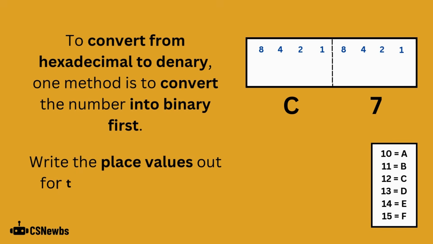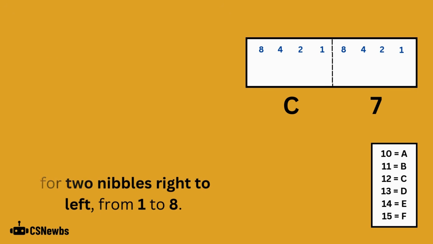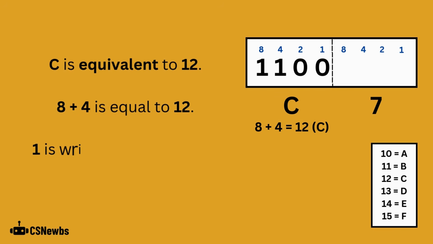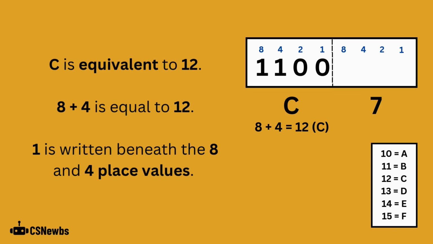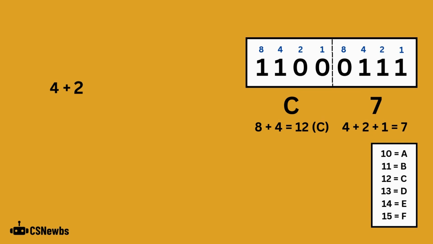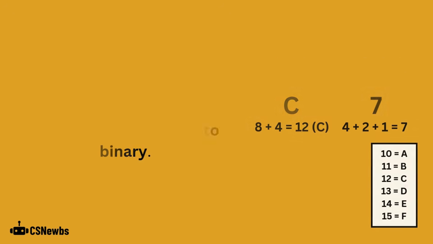Write the place values out for two nibbles, right to left, 1 to 8 and 1 to 8. C is equivalent in hexadecimal to 12. 8 plus 4 is equal to 12, so 1 is written beneath the 8 and the 4 place values, and a 0 beneath the other two. 7 is equal to 4 plus 2 plus 1, so 1 is written beneath those place values, and a 0 beneath the other one. C7 has now been converted into binary.